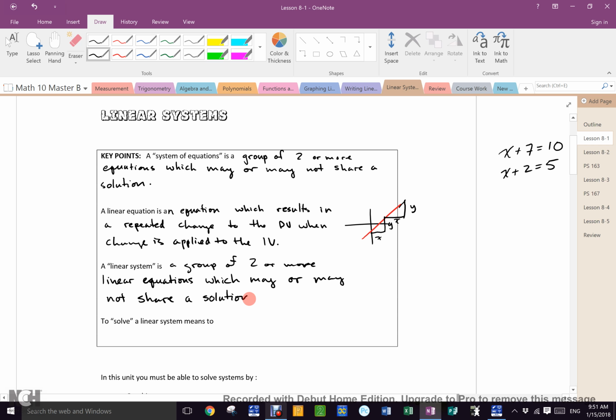Now, up here, I'll go back to this example. The solution could only be an x, yes? Right? Because that was the only unknown there. But what if I change this to this?